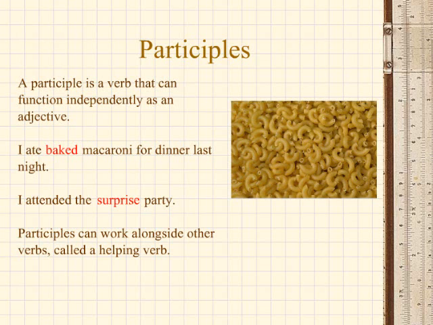Let's try another. I prepare for my test. This is the normal present tense. I am preparing for my test. This is the present participle form of prepare, accompanied by the helping verb to be, as in am. I hope I didn't lose you there.